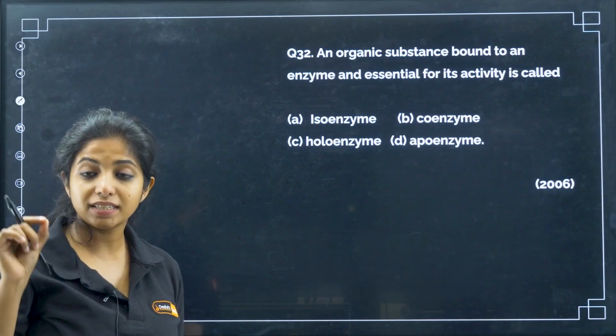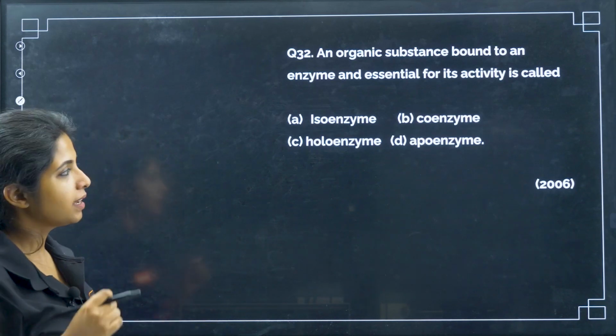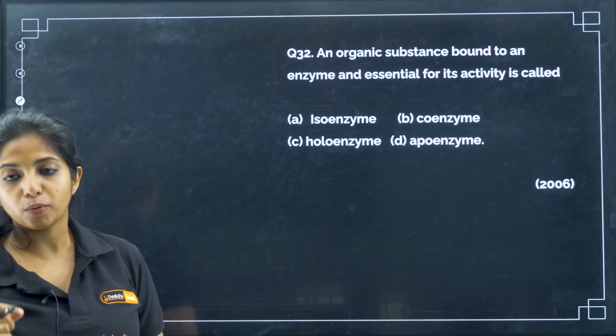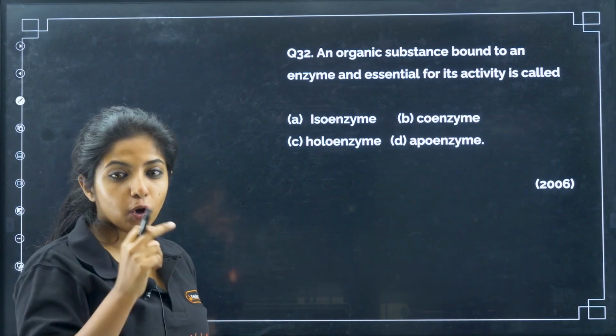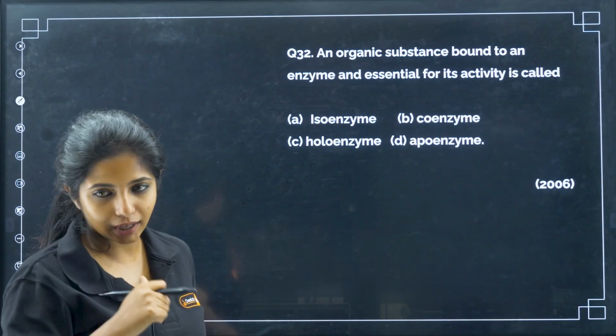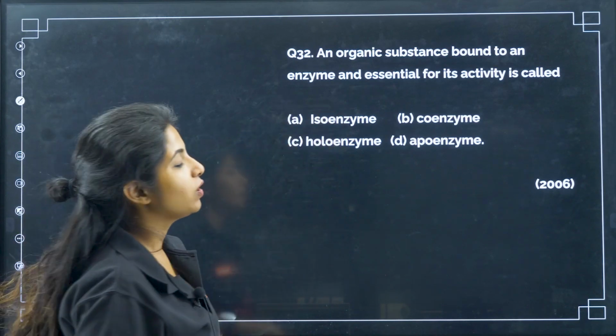Bound to an enzyme and essential for its activity is known as what? Isoenzyme, coenzyme, holoenzyme, apoenzyme. Apoenzyme is basically the protein enzyme. Holoenzyme is basically apoenzyme plus some cofactor. Isoenzyme is something else. What are we left with?